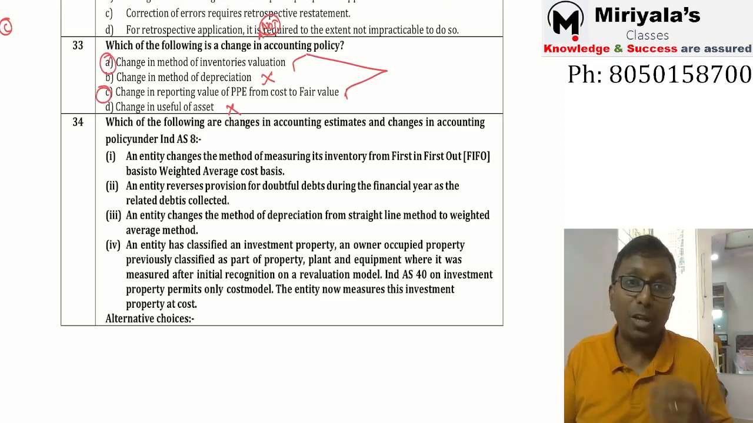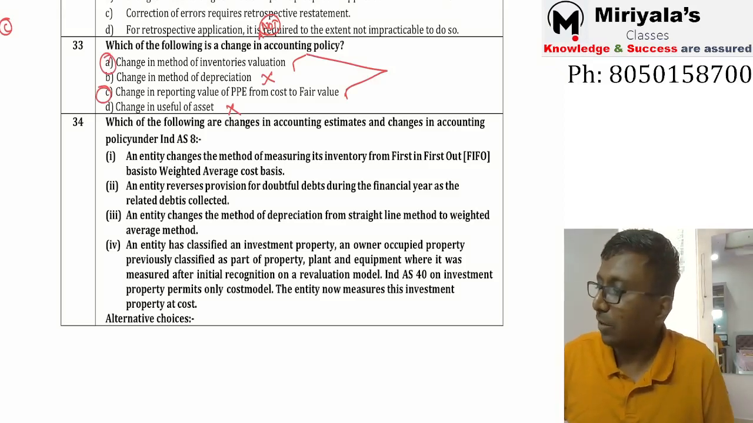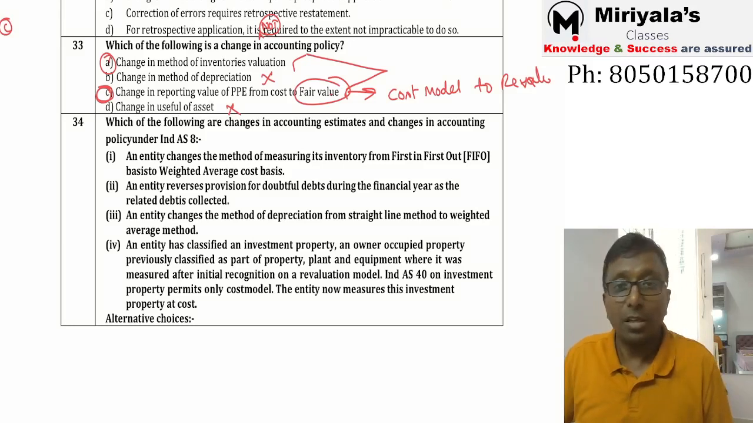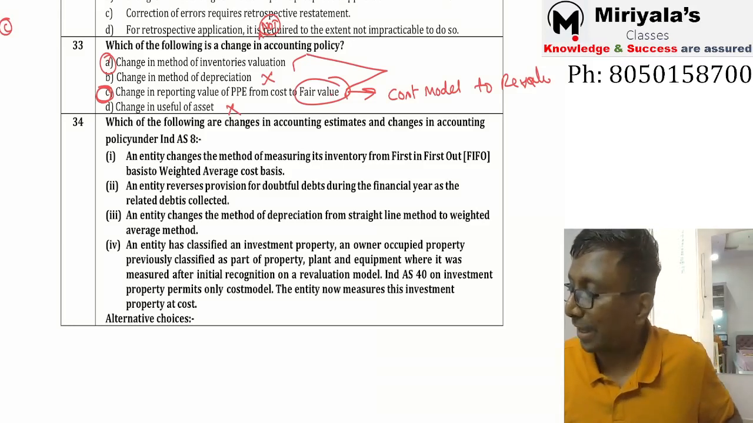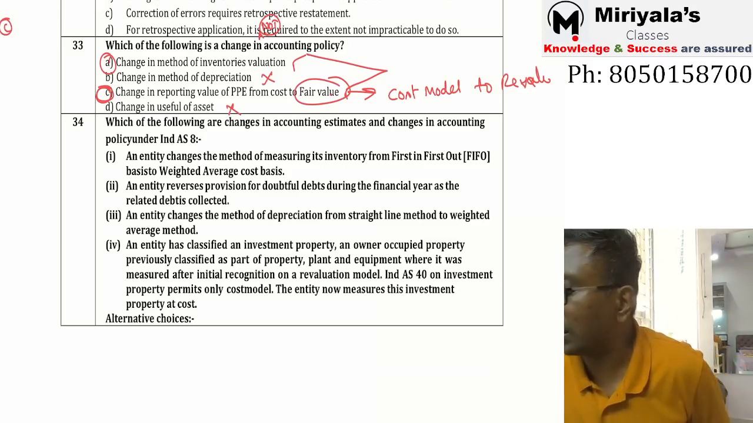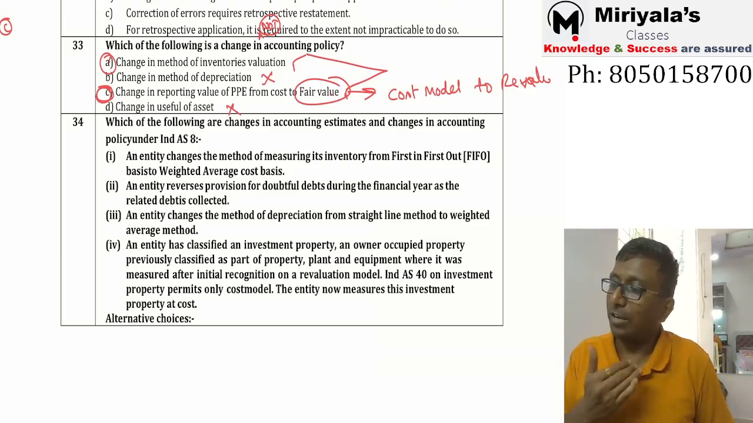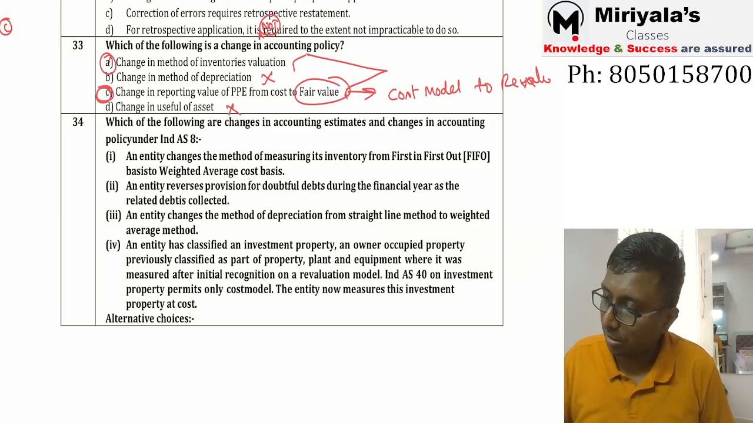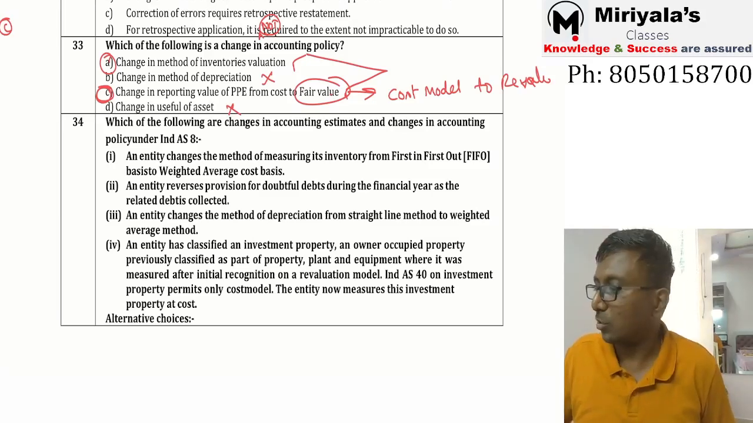Because cost model to revaluation model, I mean to say, fair value model he told; actually this is not very clear. If they had written cost model to revaluation model, then C is also correct. So actually speaking, the sentence is not that great, but otherwise, method of inventory valuation, from FIFO to weighted average, standard cost and retail cost, all those things are also accounting policy changes only.